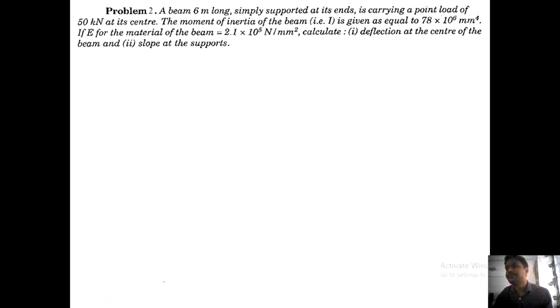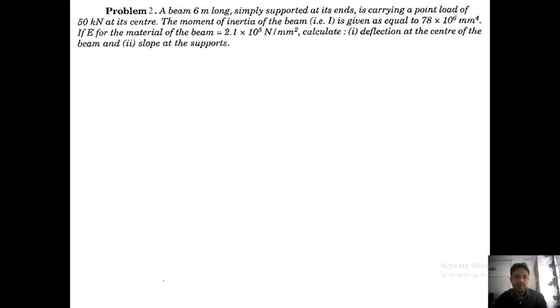Now next numerical. Problem number 2. A beam 6 meter long, simply supported at its ends. It carries a point load of 50 kN at its center. The moment of inertia of the beam, that is I, is given as equal to 78 into 10 raised to 6 mm raised to 4. Then if E for the material of the beam is 2.1 into 10 raised to 5 Newton per mm square, calculate deflection at the center of the beam and slope at the supports.